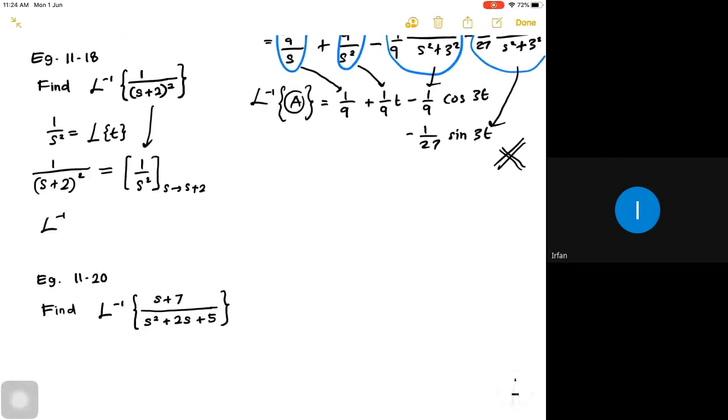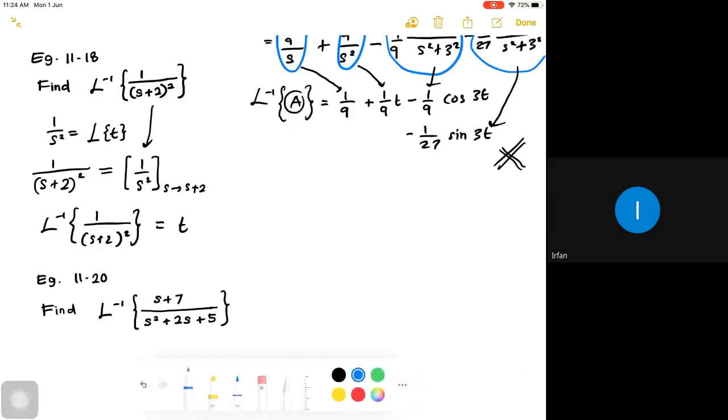So therefore, the inverse transform of 1 over (s plus 2) squared is equal to t. So we add the answer, t, and then we multiply with the exponential powered by the negative of this value 2. So multiply with e to the power of negative 2t. This is the first shift theorem that you have learned, but right now we apply it in the inverse transform. Okay, so this is the answer.